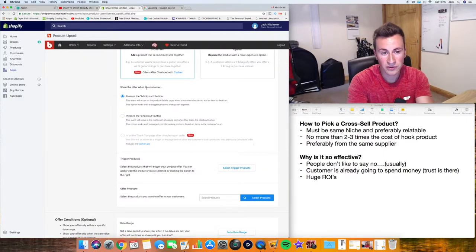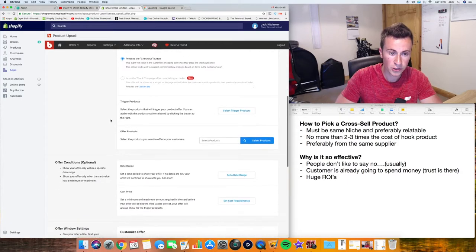Now, show the offer when the customer either presses the add to cart button or presses the checkout button. Feel free to experiment here, but from my experience, I get the best results from the checkout button, purely because when a customer hits that checkout button, they're in a different state of mind than when they hit the add to cart button. Anyone can click the add to cart button, but when they're clicking on that checkout button, then as I said before, those psychological barriers are broken down and they're prepared and ready to spend money. So they're more likely to say yes to your cross sell.